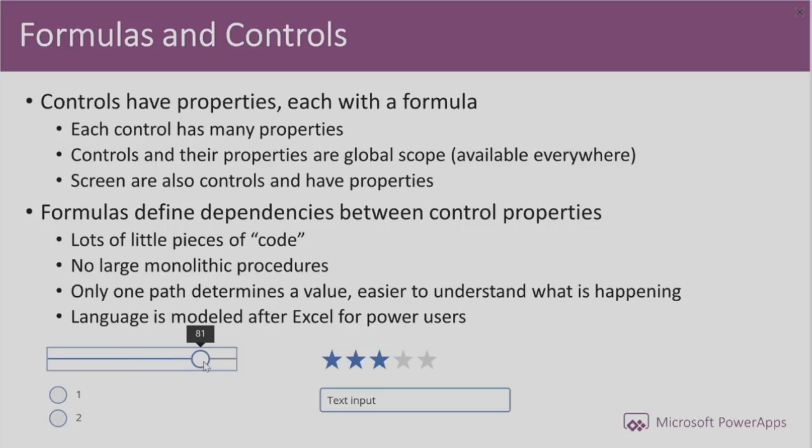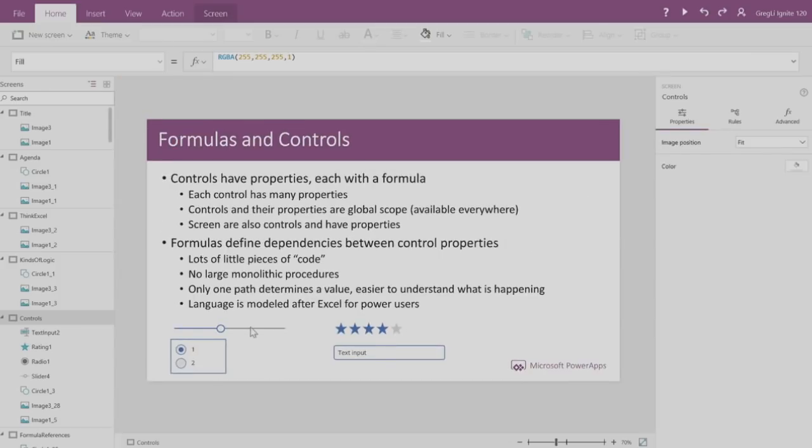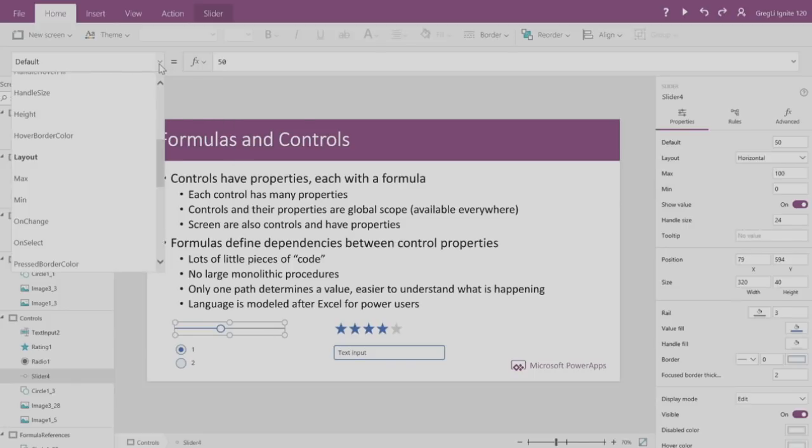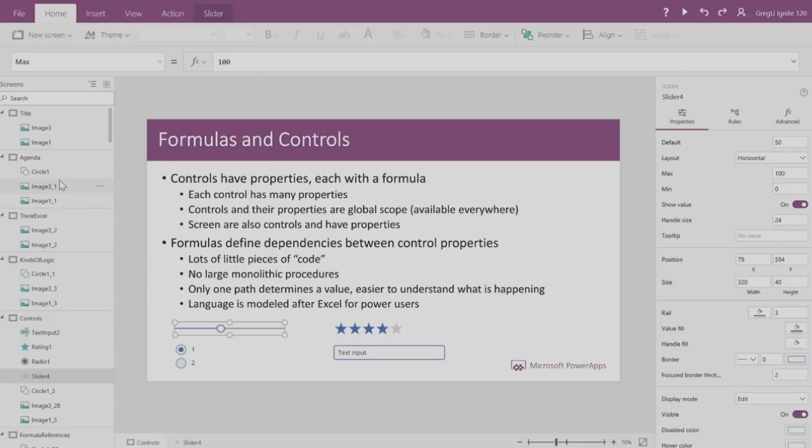Now, down here at the bottom, I have some various controls. This is our slider control. This is our rating control, our text input, radio buttons. For each one of these, let's take the slider. There's a set of properties here that I can go set with a formula. These all right now have very simple formulas, like the default is 50, which is why it started in the middle. It's max 100. Those are just simple constants at the moment, but instead of using those, I can bind them to other things, make them formulas, and make them dependent on one another.